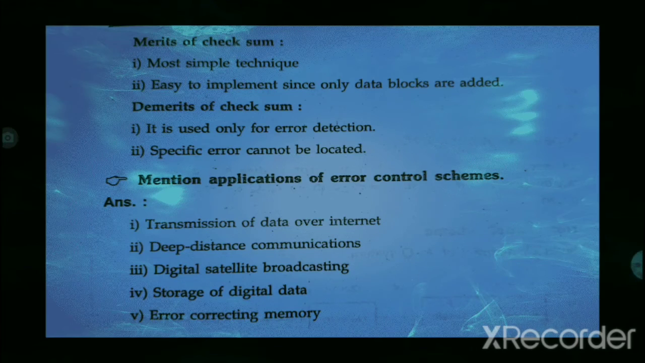Applications of error control schemes. First one, transmission of data over internet. Second, deep distance communication. Third one, digital satellite broadcasting. Fourth one, storage of digital data. Fifth one, error correcting memory.